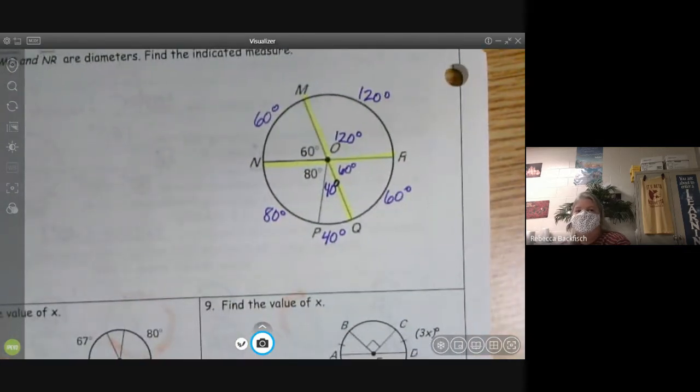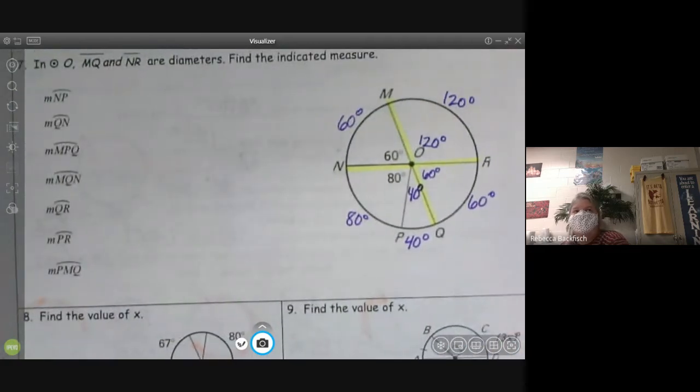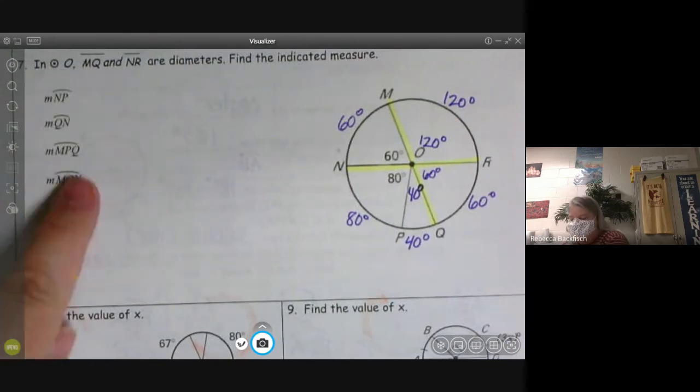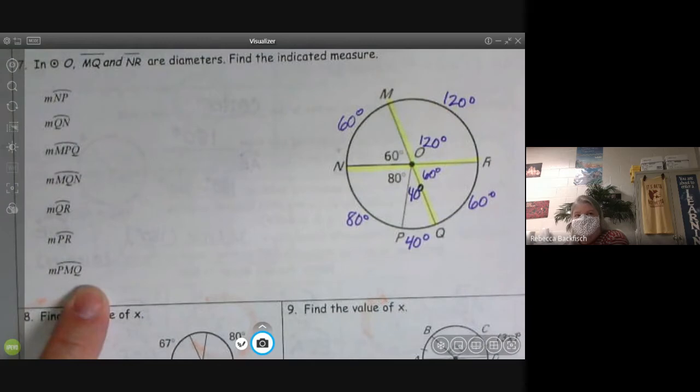And after I figure all that out, that's when I would go back over here and start trying to figure out what they want. So see if you can fill in all of these from what we just found on that picture. I'll give you a couple seconds to do that.